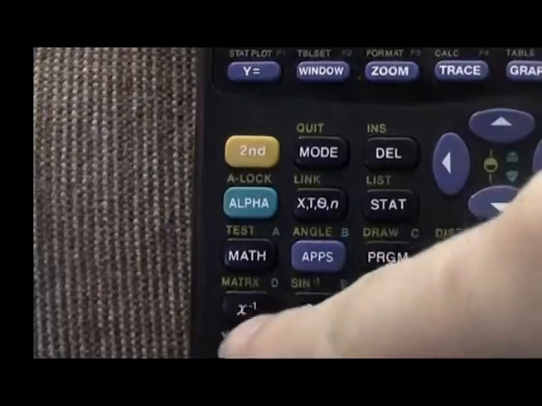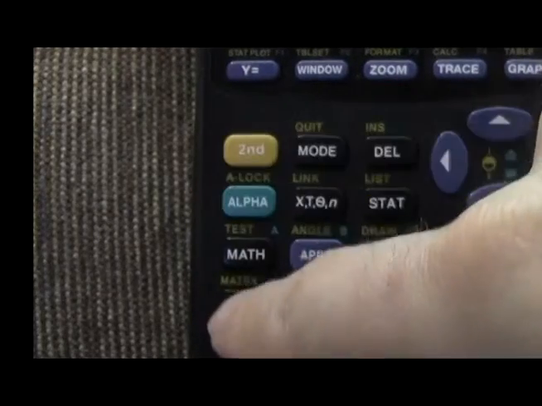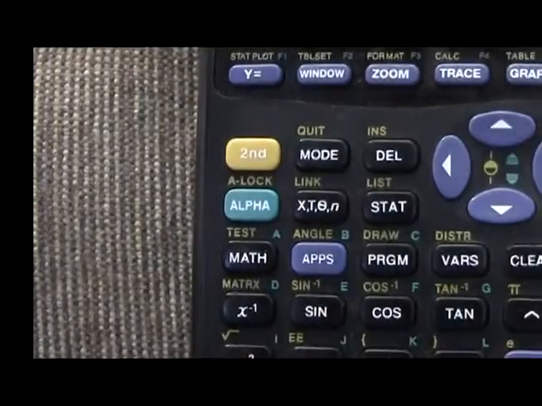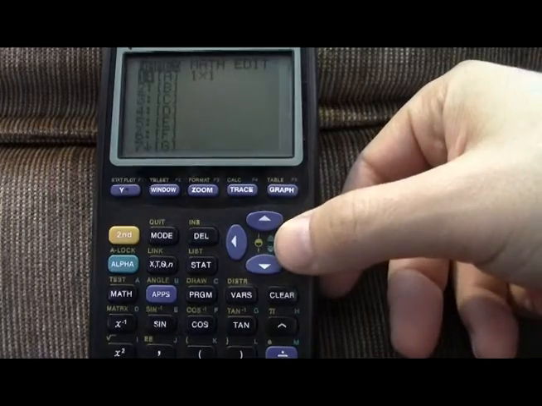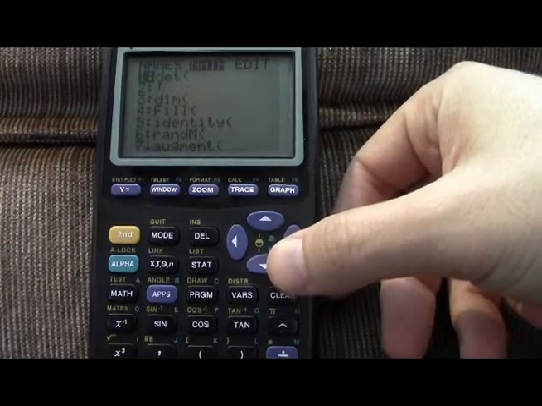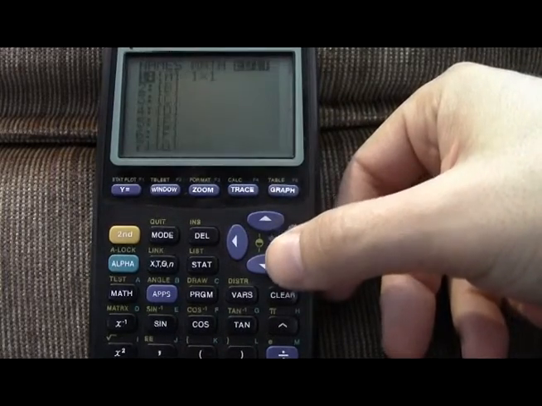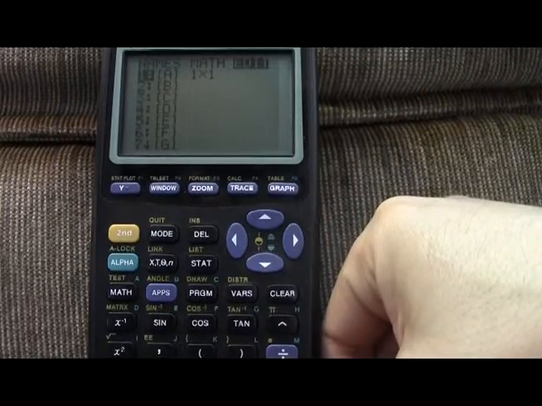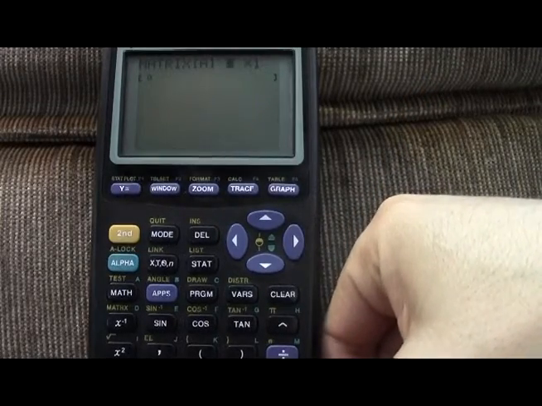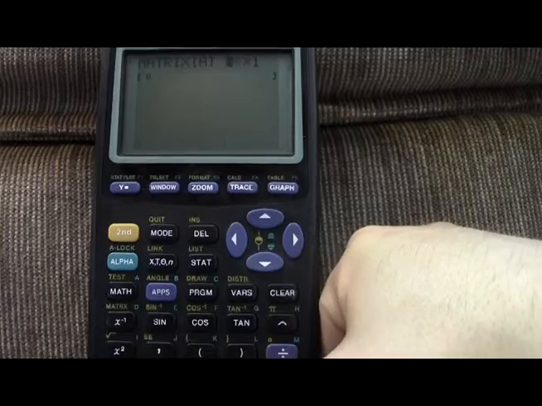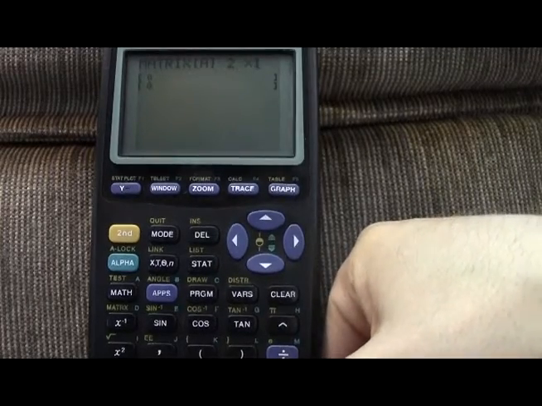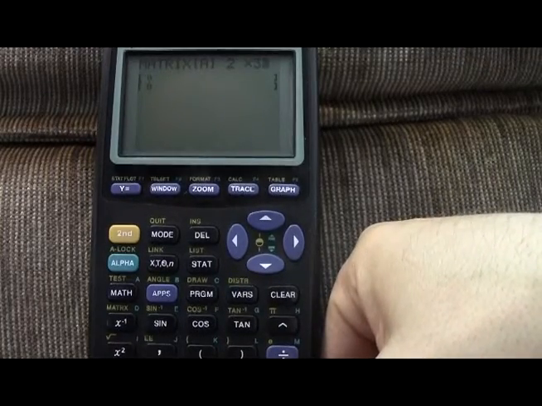So the first thing, you're going to notice that the word matrix is in yellow. So you press second, matrix. And that's going to give us 3 options: names, math, edit. So the first thing we're going to do is we actually want to edit, and we can just select matrix A. And again, we want to make it a 2 by 3, which means 2 rows and 3 columns. That's what we were looking at.